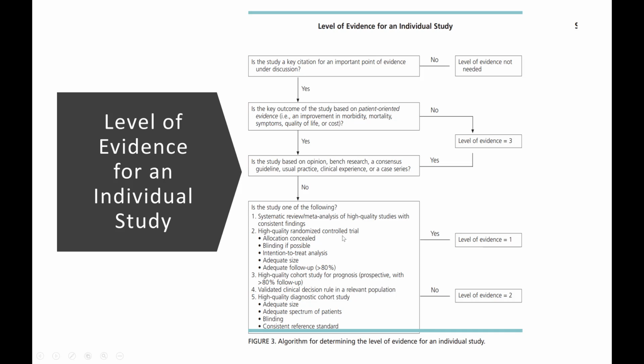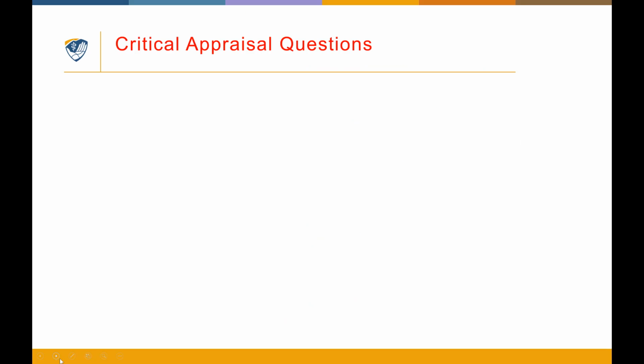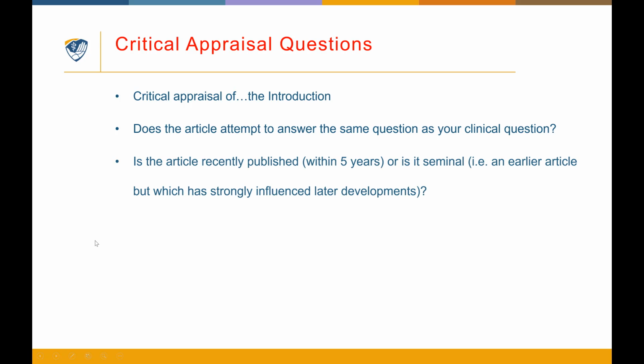If it's a randomized controlled trial, then we look at how the groups were separated. Were they an adequate size for each group? Was the study powered enough? And I will get into more of the questions that we need to look at here shortly. The questions that we look at asking when we're doing an individual study are: one, we look at the introduction. Next, does the article attempt to answer the same question that we're asking?